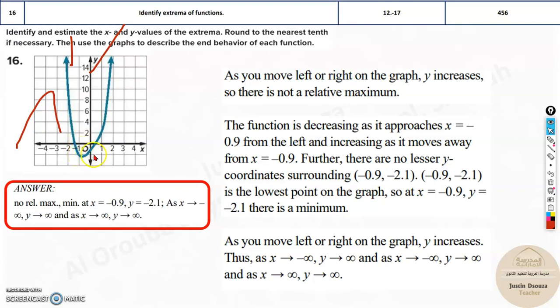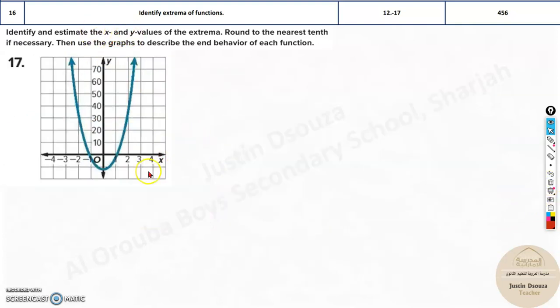And the y value is over here. See, the scale is 2. So this means it's 2 and a little more than that, negative 2.1. And in end behavior, we know as x goes to negative infinity, y is positive infinity, and again as x tends to positive infinity, y is above, so it's positive infinity. In the same way, please do the other problems.